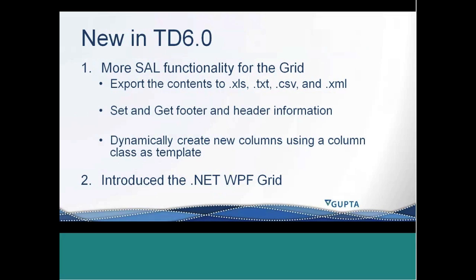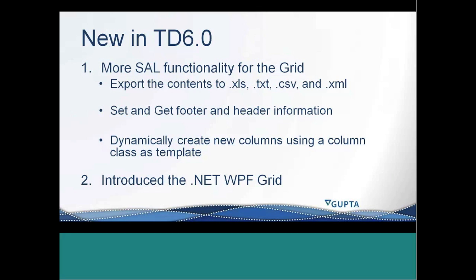Okay, so now we release Team Developer 6.0. What's new in Team Developer 6.0 for the grid? Well, more SAL functionality, in 3 different areas. Export the contents of the grid into a file, which could be an Excel file, text file, a CSV, or an XML file. The ability to set and get the footer and header information for that grid, and the ability to dynamically create new columns using a column class as template.